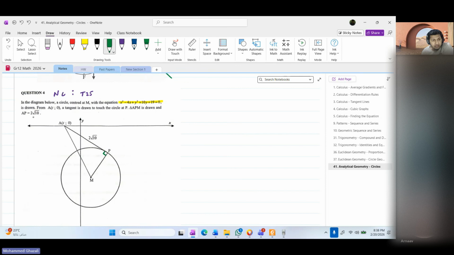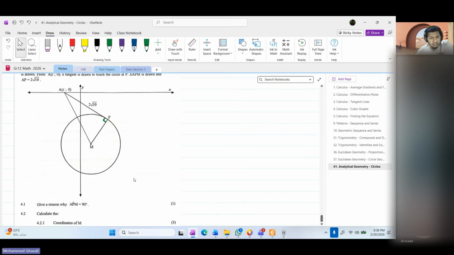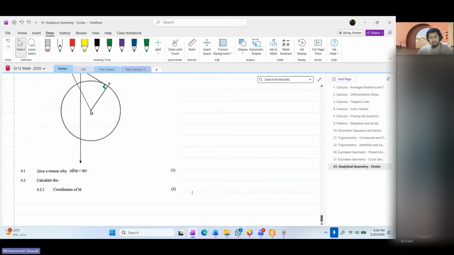Triangle APM is drawn and AP is equal to 2 root 10. Now, let's see. Give a reason why angle APM is 90 degrees. That's easy because the radius is perpendicular to the tangent.